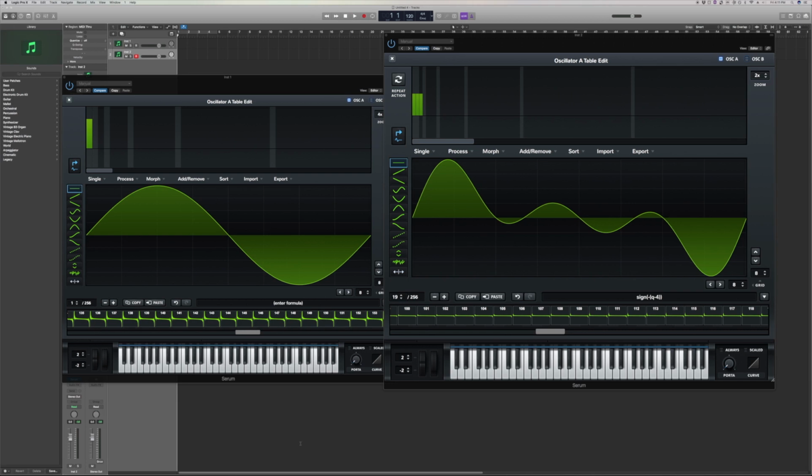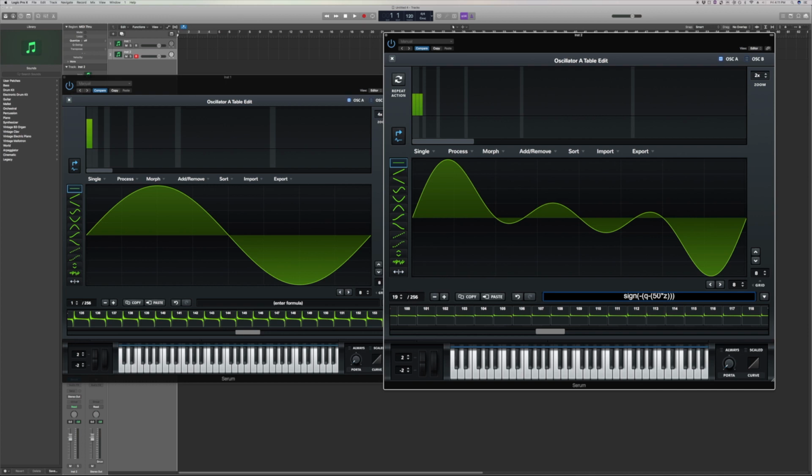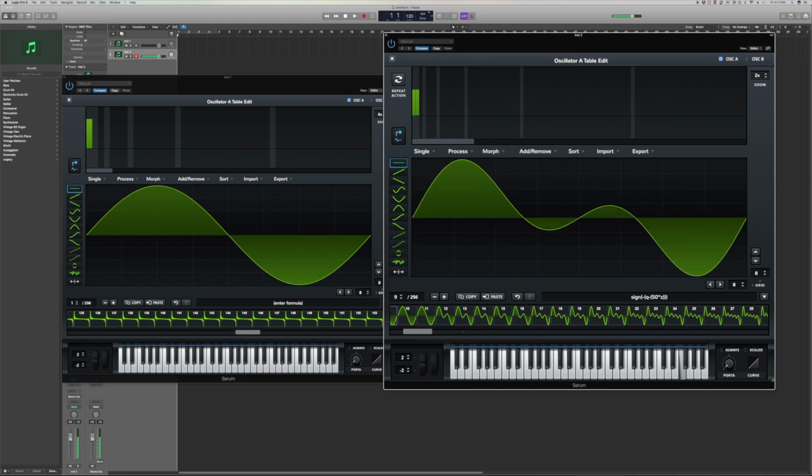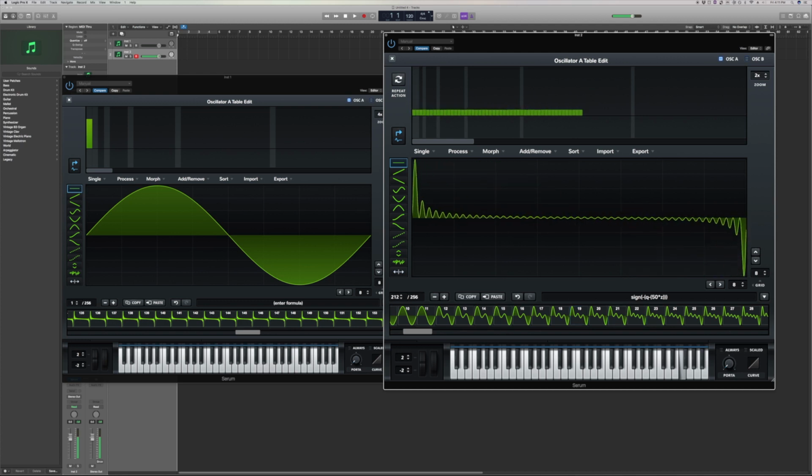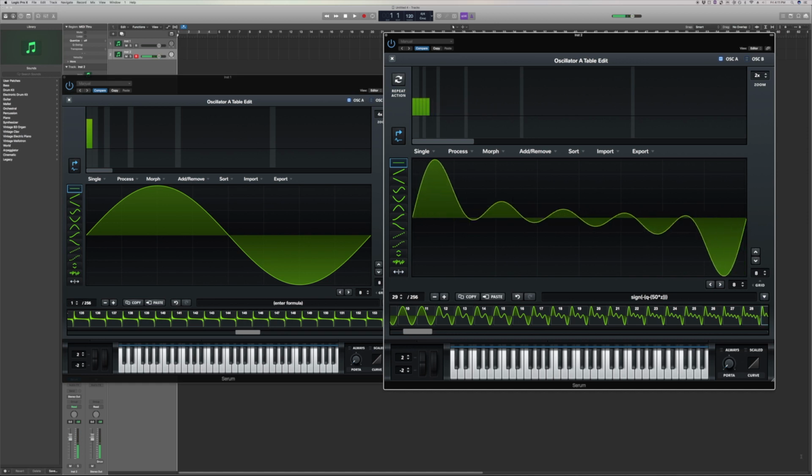So let's go back to Serum. Okay. Let's put parentheses in there. Okay. Let's go to 50. 50 times z. Okay. And there we are. Awesome. So you made your first wavetable.